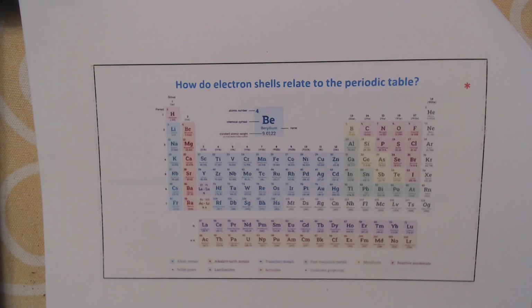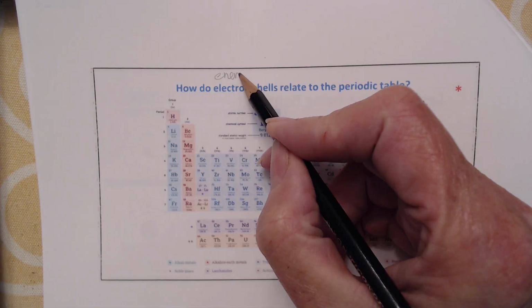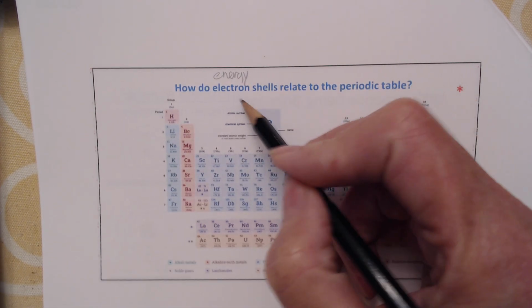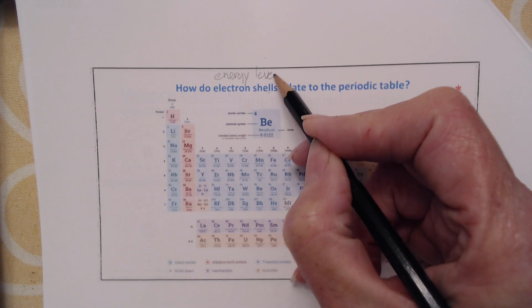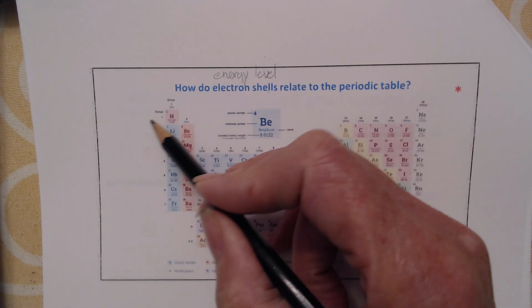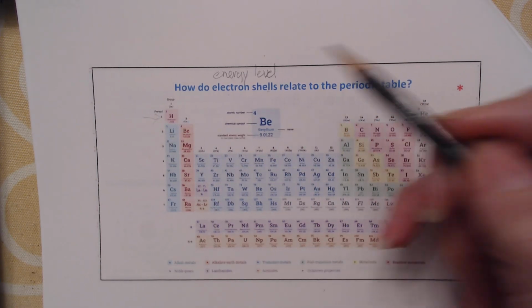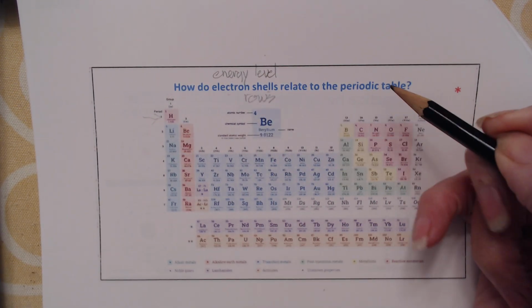Now remember what an electron shell is. It is an energy level, right? Those are synonymous terms. I could call it a shell, an electron shell, or an energy level, and we're talking about the same thing. And how they relate to the periodic table is they are represented by the rows. All right, so rows is another word that I'll put here.